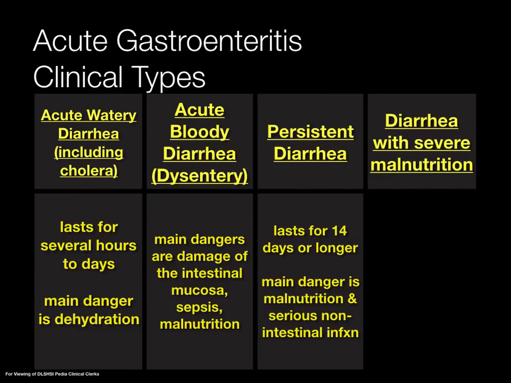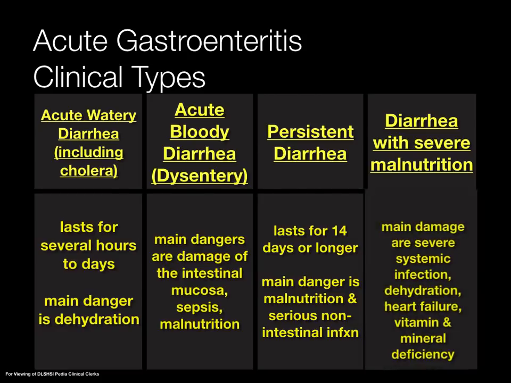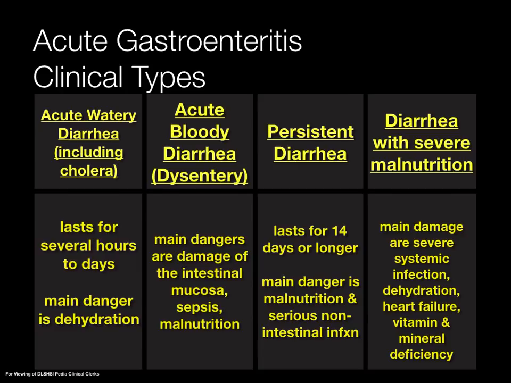Persistent diarrhea lasts for 14 days or longer, and the main danger is malnutrition and serious non-intestinal infections. In diarrhea with severe malnutrition, the main dangers are severe systemic infections, dehydration, heart failure, and vitamin and mineral deficiency.